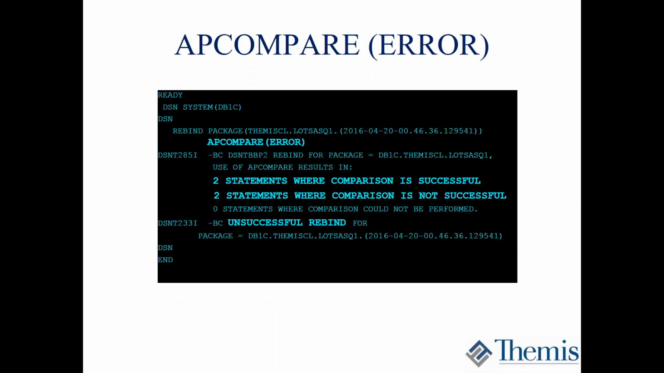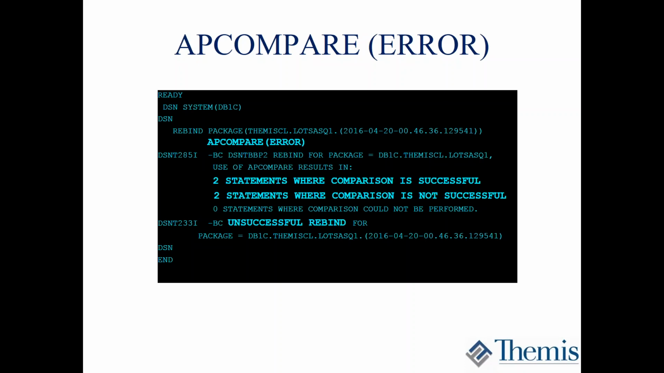So apparently I had 4 statements in this package. I did a rebind, APCOMPARE error, and it says, okay, out of your 4 statements, 2 statements, the comparison was successful. Okay. That means the access paths were the same. And 2 of them, the comparison was unsuccessful, meaning the access paths were going to change. So that successful, unsuccessful is a little bit misleading to me. It just means, when we say successful, it means everything came out the same.